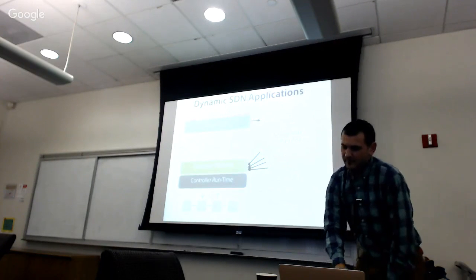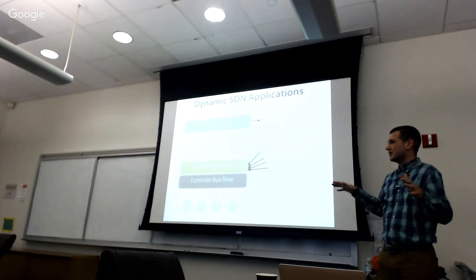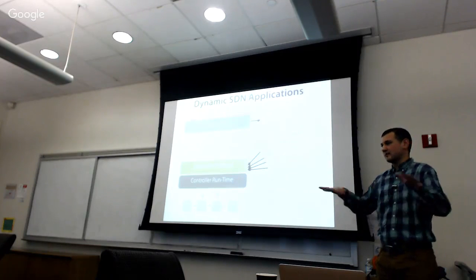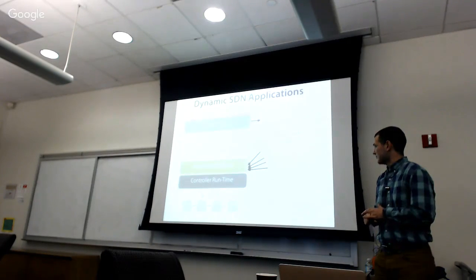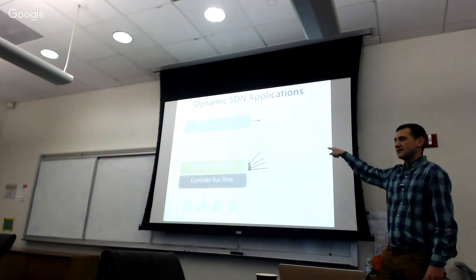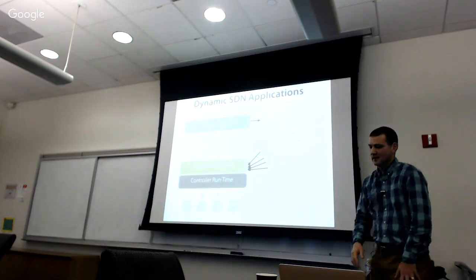And the problem, of course, is that the application has this global view, but the network itself is a big distributed system, with many thousands of devices, even in medium-sized networks. And so there's a question of how we can take these directives generated by the application and implement them correctly in the network.